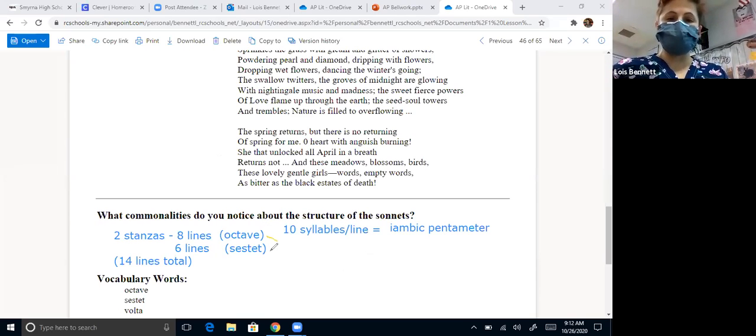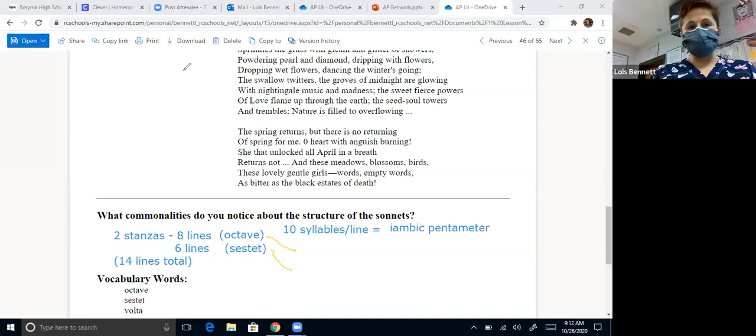Rhyme scheme. Okay, can we create a rhyme scheme pattern that matches what is the rhyme scheme of the octave? The answer is on the paper. Label them at the end. Flowers starts with A. Does going rhyme with flowers? No. So that's a B. It's like ABBA.